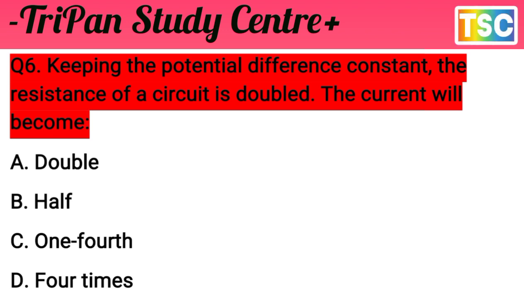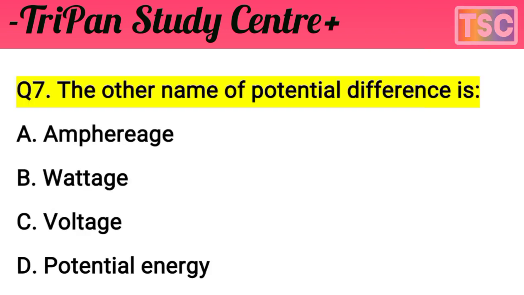Next question on your screen. The question here: the other name of potential difference is: A, amperage; B, wattage; C, voltage; D, potential energy. You know that the question is clear and very easy.